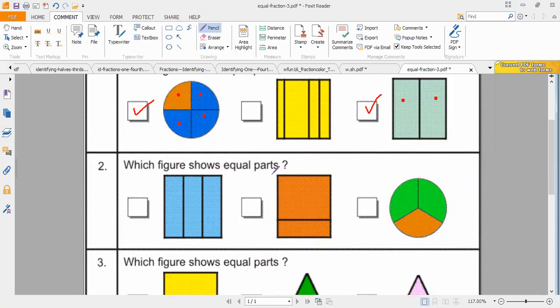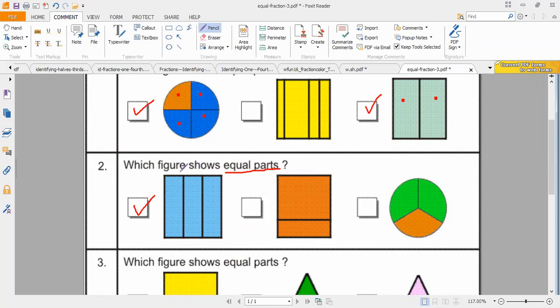Which figure shows equal parts? Equal parts. It is the same shapes. Okay, the equal parts means the shape has parts that have the same shape and the same size. Which figure shows equal parts from these 3 figures? Number 1. Okay, the first one.